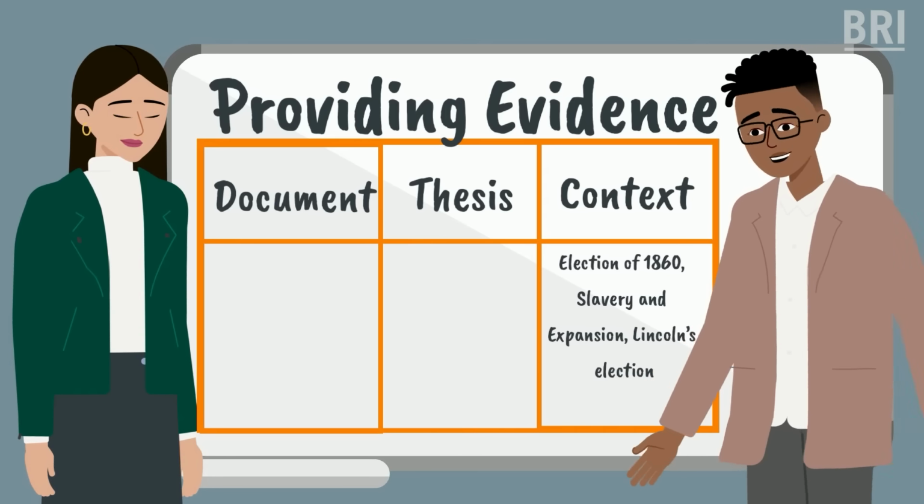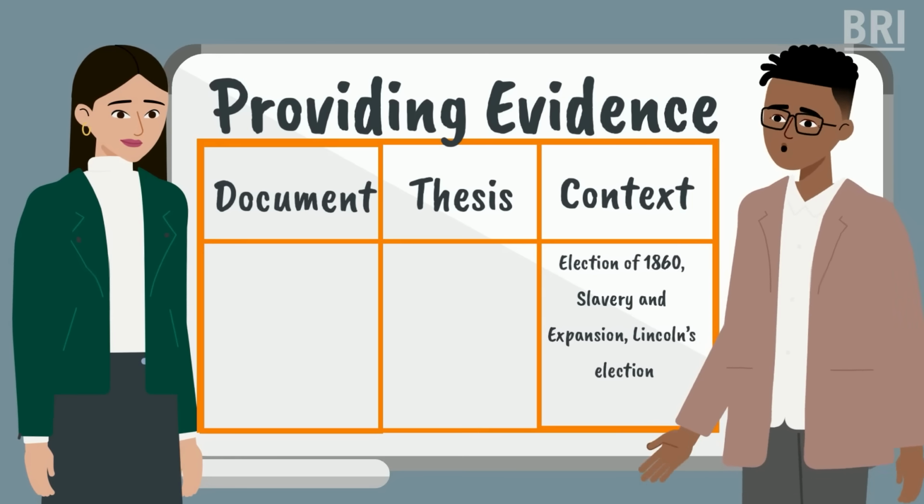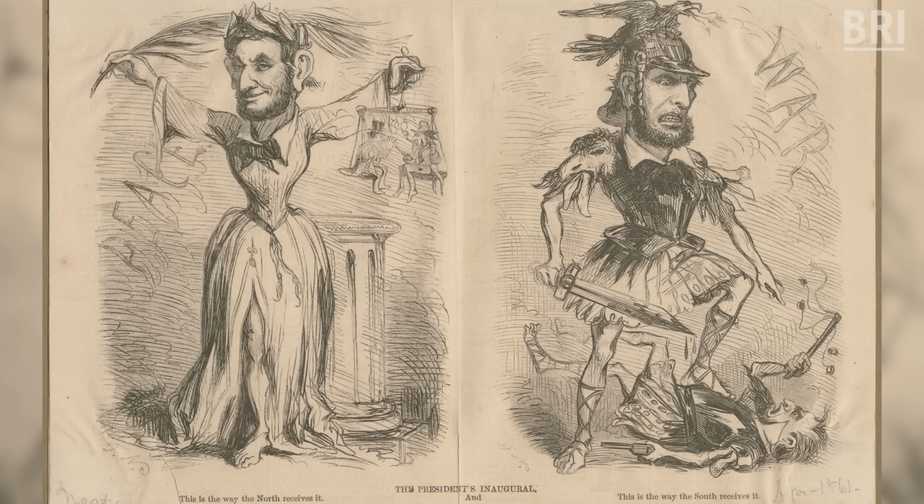For the document column, we should add some details from the political cartoon to accompany our view sentence. The North sees Lincoln's inaugural as the hope for peace and unity, symbolized by the olive branch, but they also fear Lincoln may be too soft on the rebellious South. This is symbolized by the womanly portrayal. The South, on the other hand, sees Lincoln as warmongering and threatening, signaling they expect conflict. This is symbolized by the soldier portrayal.